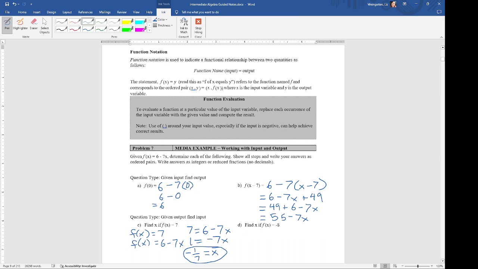In our next example, f of x equals negative 8. Well, we know f of x is equal to 6 minus 7x. So therefore, those are both equal to f of x, so they must be equal to each other. I'll subtract 6 from both sides, get negative 7x equals negative 8 plus a negative 6 gives us a negative 14. Divide both sides by a negative 7 and we get x equals 2.